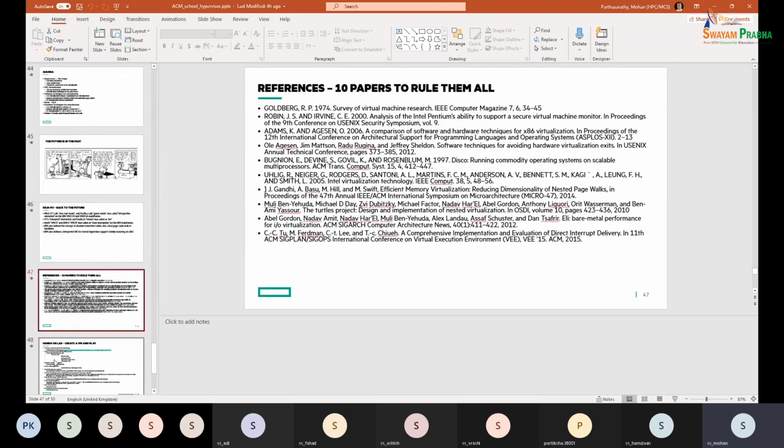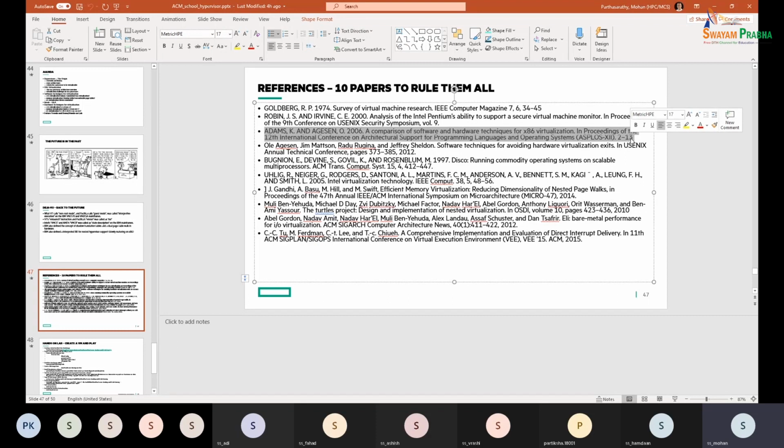And I think the final slide has the references. The one around Popek Goldberg is more for mathematical folks, in my opinion. The Robin Irvine one would give you a very good idea of the Intel instructions and where the challenges are. Adams and Agesen would give you an idea of all the binary translation and all the nice stuff which they did. The next two, including this one from Agesen and others, are on software techniques.